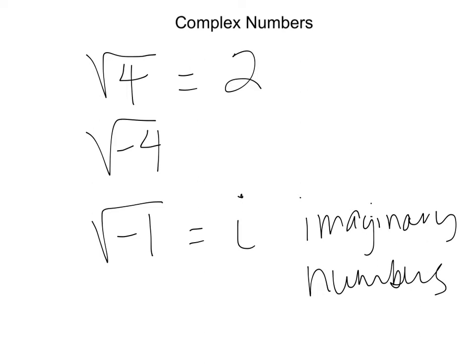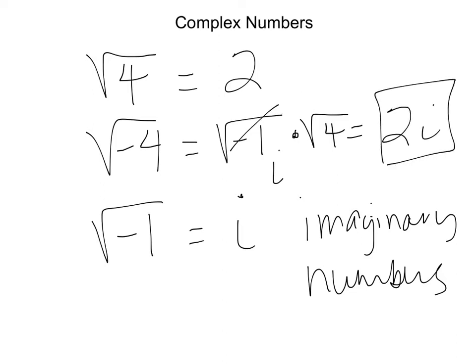So as soon as you have something like this, now we have an i, you can use the product rule with radicals and break this up to be the square root of negative 1 times the square root of 4. Well, the square root of negative 1 is i, and the square root of 4 is 2. So you get 2i. See, it's not so bad.